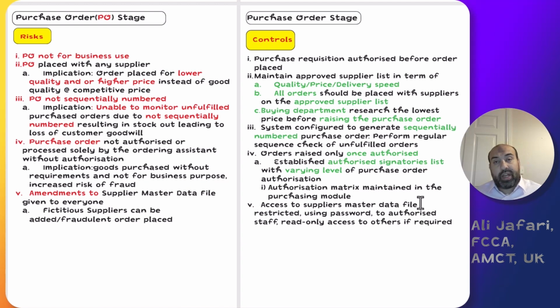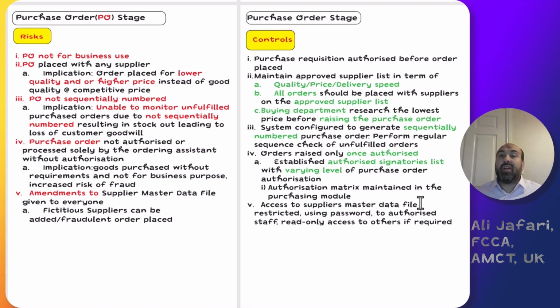The first control that you need to understand is that a purchase order must not be placed without receiving an approved purchase requisition. What does it mean? For example, if your production department or the warehouse wants to buy some goods, they will send you a purchase requisition. That purchase requisition must be authorized by the departmental manager or the staff who is authorized to do so. Once you have received the authorized purchase requisition, then you will proceed with the placing of the order.